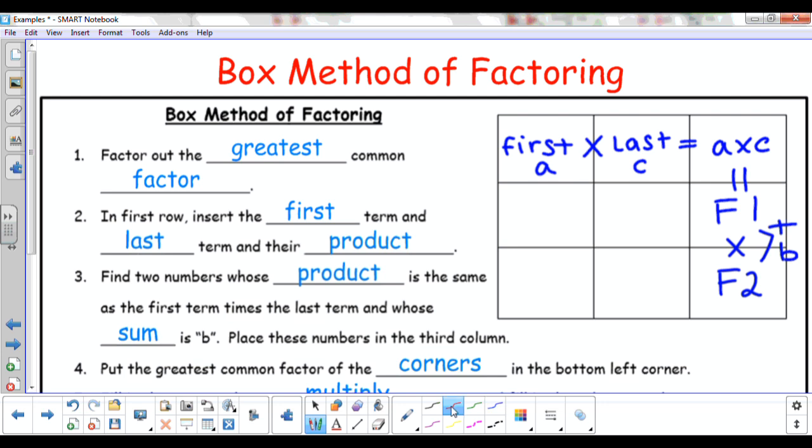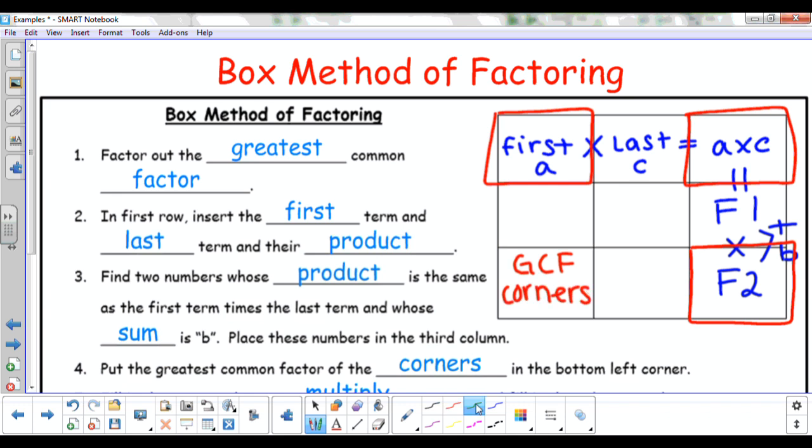Next, you are going to look at your three corners, so the top left, top right, and bottom right. And in the last remaining corner, you want to put their greatest common factor. So when I look at those three corners, whatever they share is going to go in that last remaining corner. Okay, at the very least, you're going to have one variable.